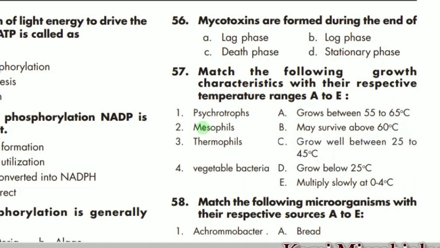Then we have mesophiles. Mesophiles mostly grow at a temperature of 0 to 4 centigrade is the correct option. Thermophiles mostly grow at above 60 centigrade as well. Then we have vegetable bacteria. Vegetable bacteria mostly grow at 25 centigrade. D is the correct option.